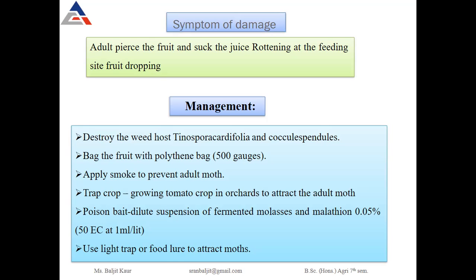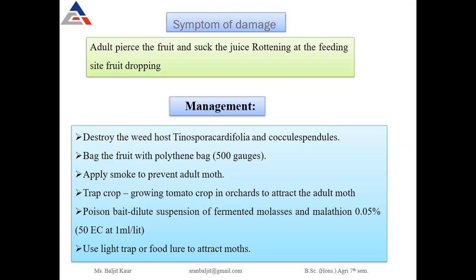To manage this insect, destroy the host weeds. There are weeds that are hosts for the moths, like Tinospora cordifolia and Cuscuta pendula, and these should be destroyed to control this insect. Bag the fruit with polythene bags to control the attack of the moths. Apply smoke in the orchards to prevent adult moths.